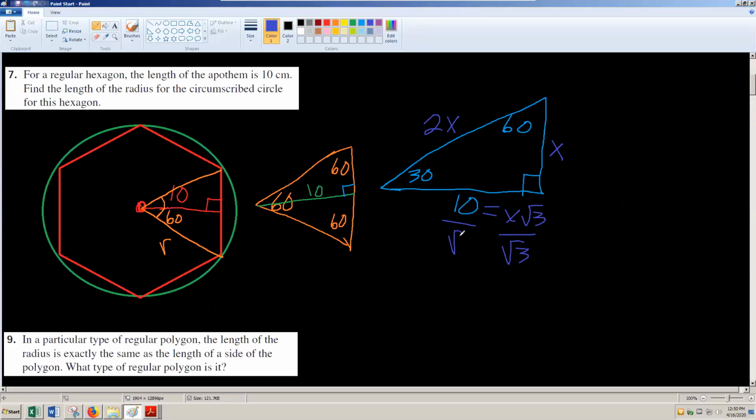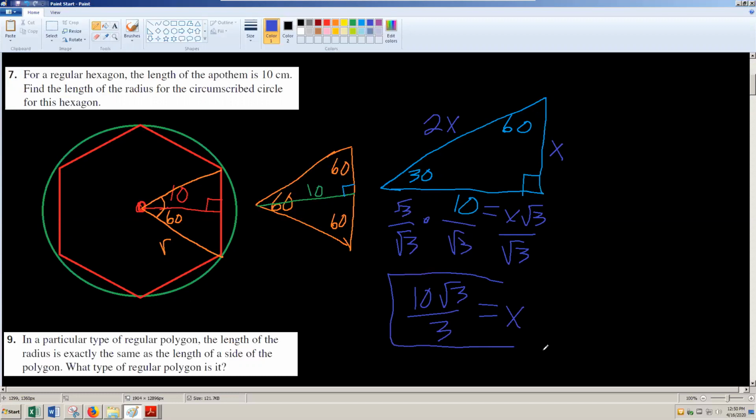So I'm going to divide by root 3, and I want to rationalize this thing. To rationalize it, I'm going to multiply it by a clever 1, which is root 3 over root 3. By doing that, I get 10 root 3 over 3. And that is my x value. So why is that important? That's important because I want to use that x value right up here. So I'm going to take 2 times x, which would be 20 root 3 over 3. So this is my distance for the radius of this thing to the circumscribed circle.